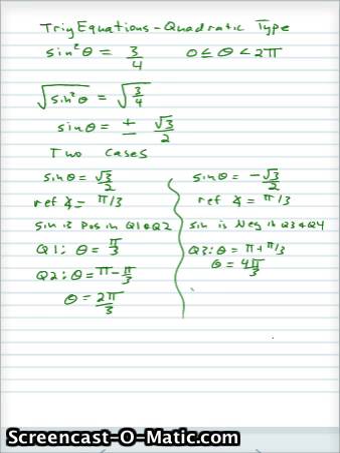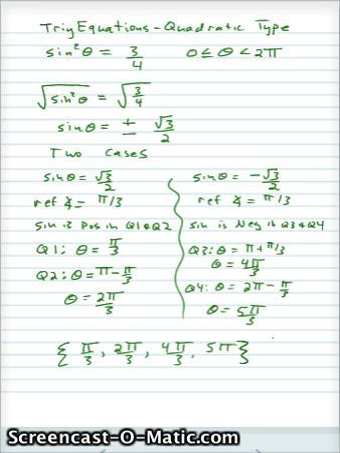And in quadrant 4 what do we have? It's 2 pi minus the reference angle. Theta is 2 pi minus pi over 3, which will be 5 pi over 3. So we have a total of 4 solutions to this problem. Let's go ahead and write those solutions in set form. The solution is pi over 3, 2 pi over 3 from our first case, and then 4 pi over 3, 5 pi over 3 for our second case. Those are all solutions to our original question, sine squared theta equals 3/4, where theta is between 0 and 2 pi. So 4 solutions is what we wound up getting.